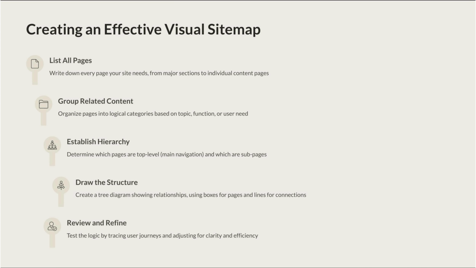Begin by listing all necessary pages, from main sections to individual content. Group related content into logical categories based on topic or user need. Establish a hierarchy to identify top-level and sub-pages. Draw a tree diagram to visualize relationships using boxes and lines. Review and refine by testing user journeys for clarity and efficiency.